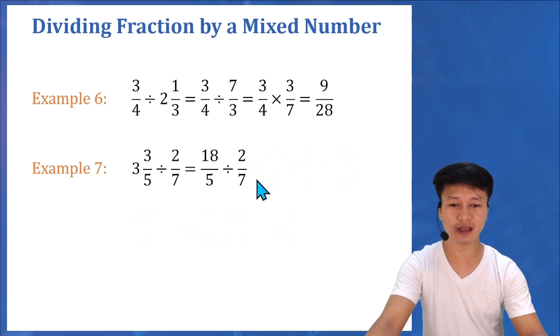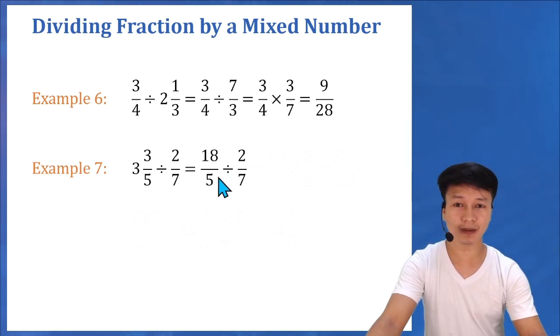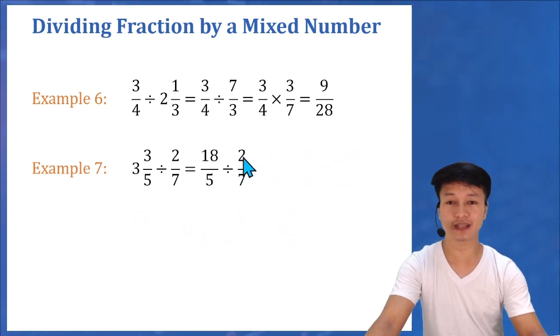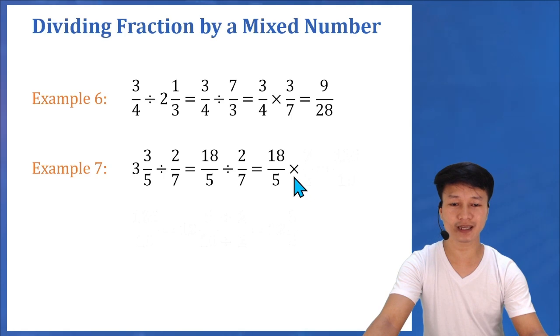And after doing that, we can now proceed to multiplication and take the reciprocal of the second fraction. So that is equal to 18 over 5 times the reciprocal of 2 over 7, which is 7 over 2. And let's find the product. We have 18 times 7 is 126 over 5 times 2 is 10. And again, 126 over 10 is an improper fraction.